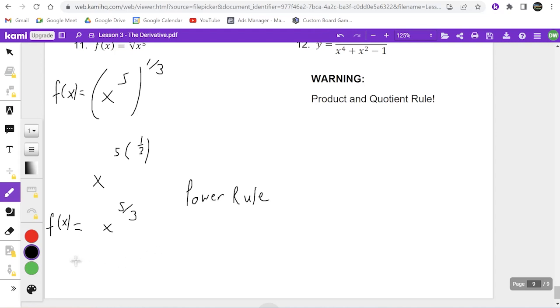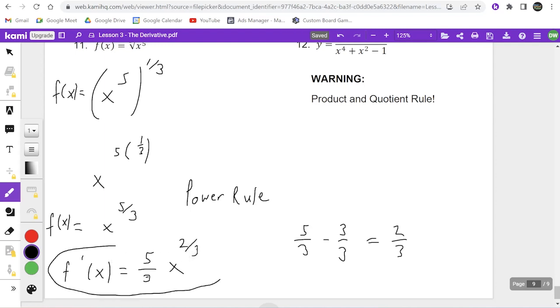Which means I now write the notation for f prime of x. The derivative is pull the 5/3 out in front times x to what's 5/3 minus 1. So 5/3 minus really 3/3 is 2/3. By the way, you'll be amazed at how many students forget this. It blows my mind every time. I don't know how. But it's 2/3 power, and there's our answer.